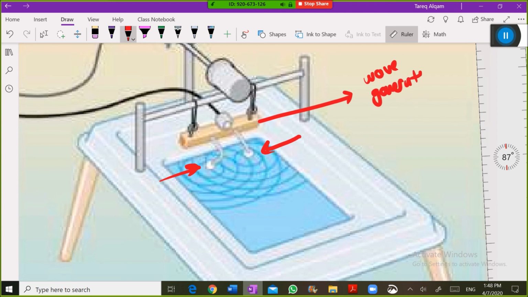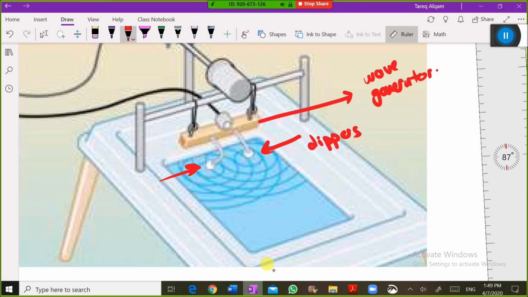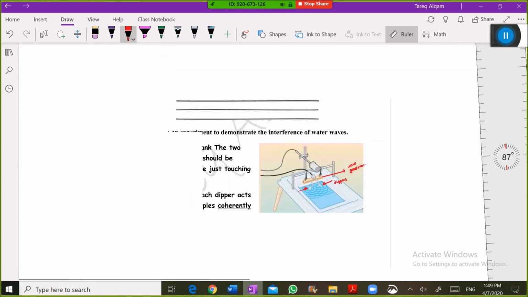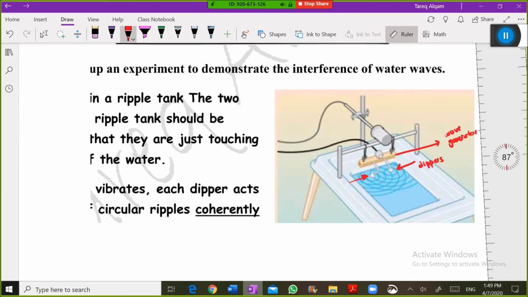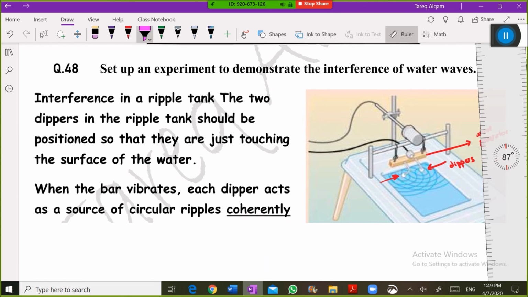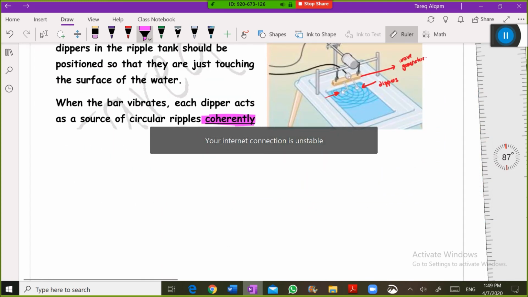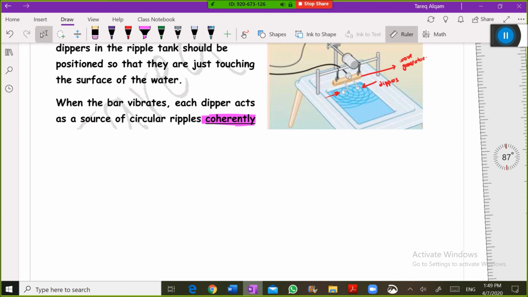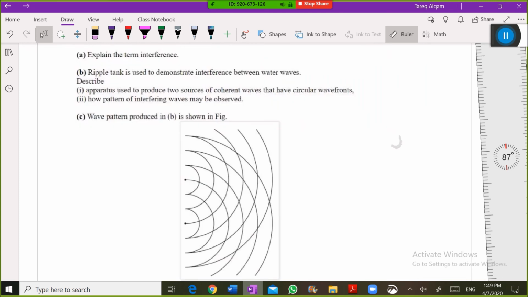Here two dippers, right? They will produce circular waves. These circular waves, guys, will meet or interfere. So I will get an interference pattern as what we see in the video. The main important point that you might be asked about is that these dippers must be coherent and should be connected to the same source or same vibrator bar, in order to have two coherent sources, which is what we said about the interference pattern.